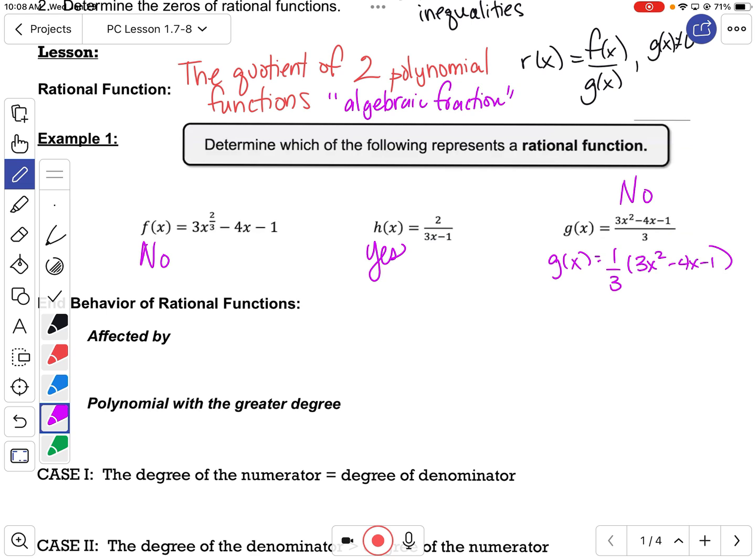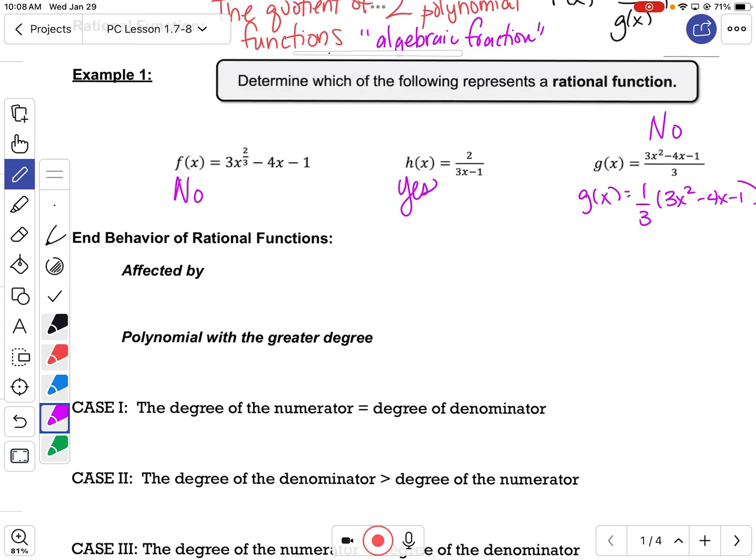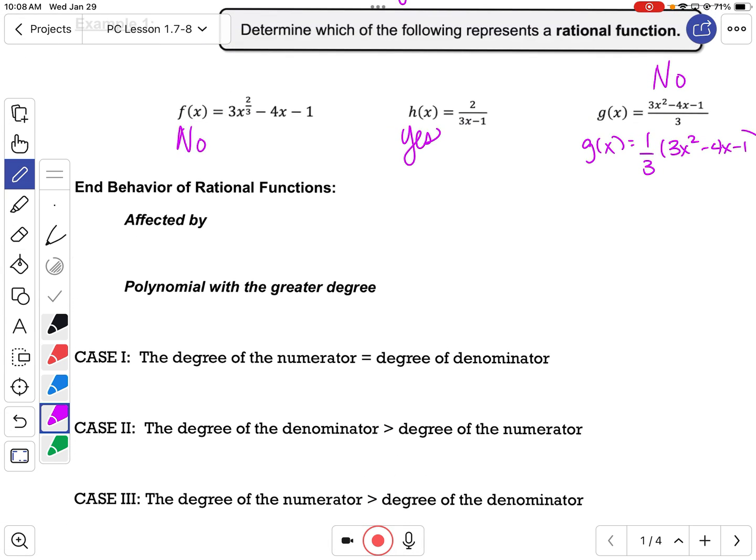Now, let's talk about end behavior on a rational function. End behavior on a rational function is not as simple as end behavior on a polynomial function because I no longer have just one polynomial function. I got how many? I got two. So here's what we do. End behavior of a rational function is affected by the degree of each polynomial and their leading coefficient.